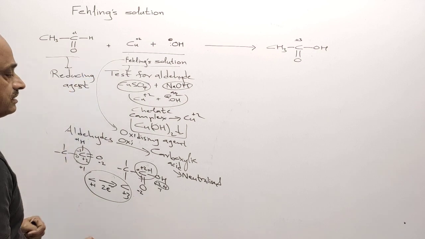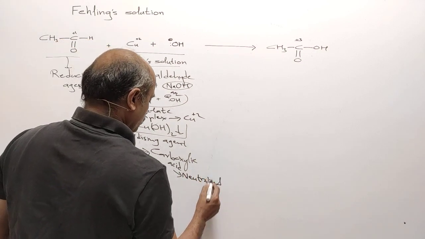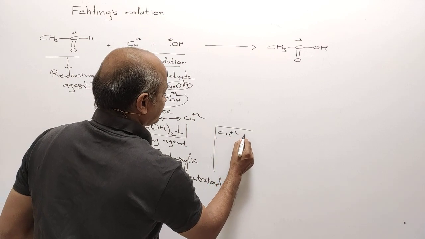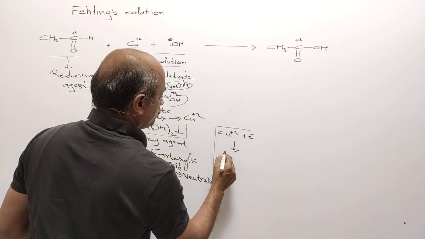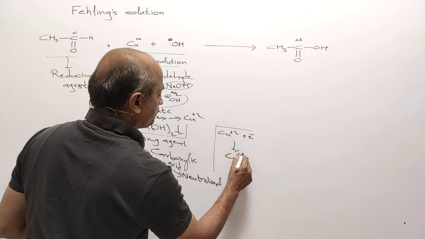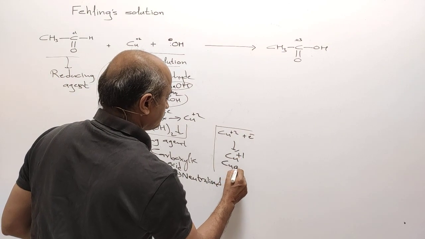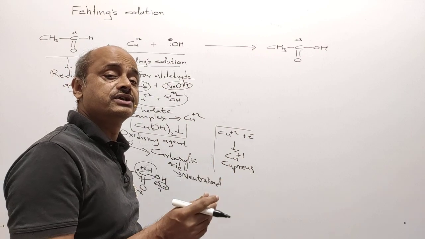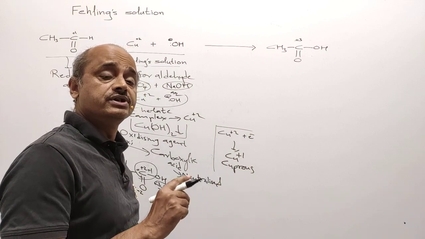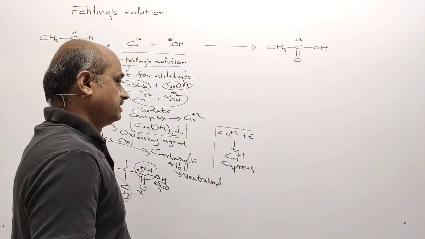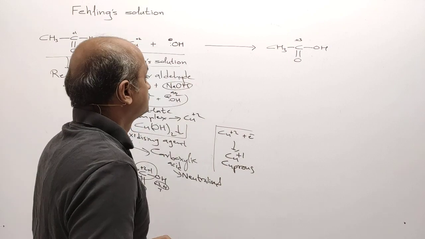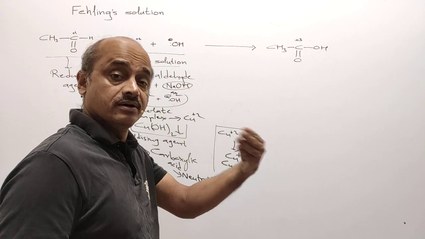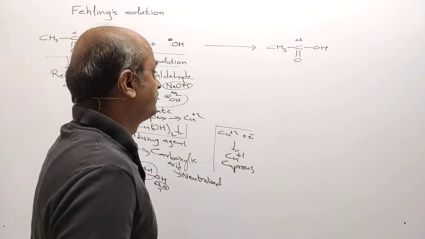What happens here is that in Fehling solution, copper +2 accepts electrons and gets converted into copper +1. +1 copper is cuprous. Of the two, the lower oxidation state is -OUS and the higher oxidation state is -IC. Even in ferrous and ferric, +2 and +3: the lower oxidation state +2 Fe is ferrous, +3 Fe is ferric.